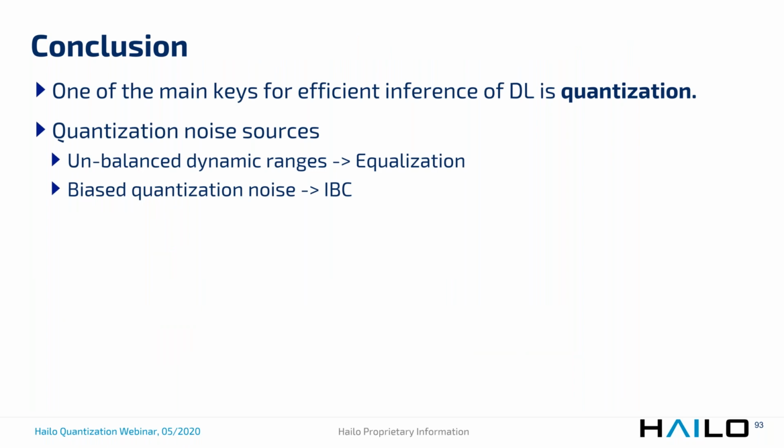So I'll conclude fast. I think the main takeaway from the first part of our webinar is that quantization is a key building block for efficient inference of deep learning. And we talked about two very painful noise sources in quantization. One is unbalanced dynamic ranges, which is being taken care of by equalization. And the other one is biased quantization noise, which we take care of by using iterative bias correction.